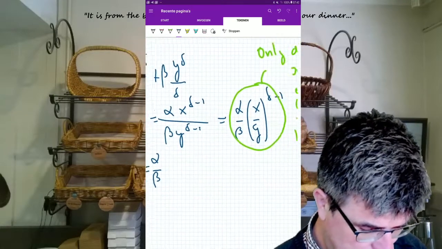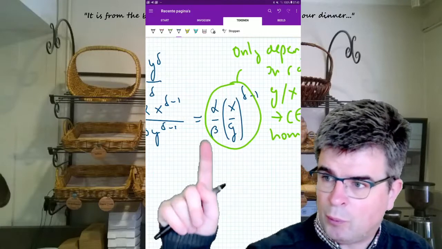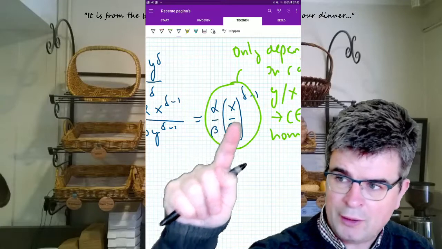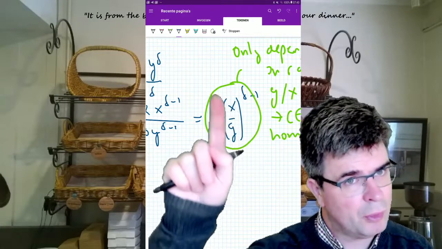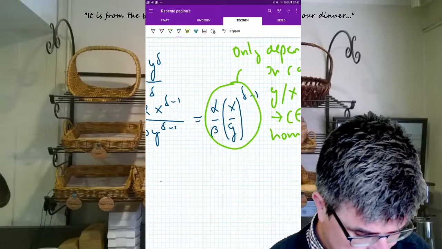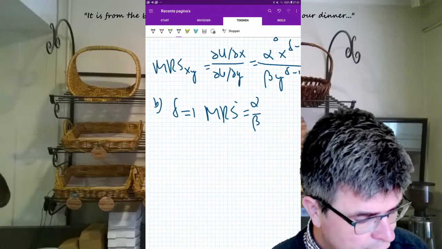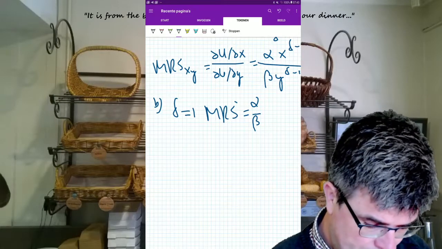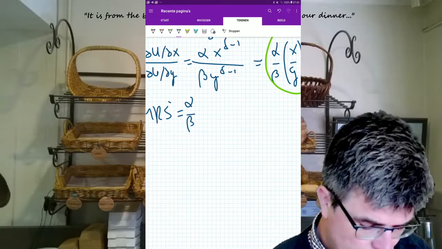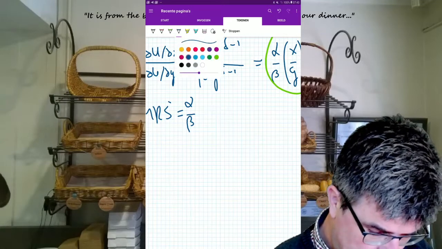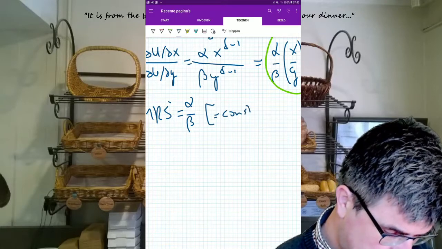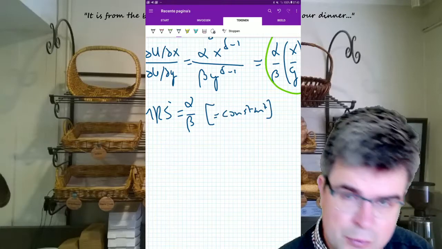Yeah? So just plugging in delta equal to 1 over here, and we arrive at x over y to the power 0. So independent of what x and y are, this one is equal to 1, and we are left with alpha over beta. And this is really the case when two goods are perfect substitutes. So we have that this is a constant. It's the case with perfect substitutes.